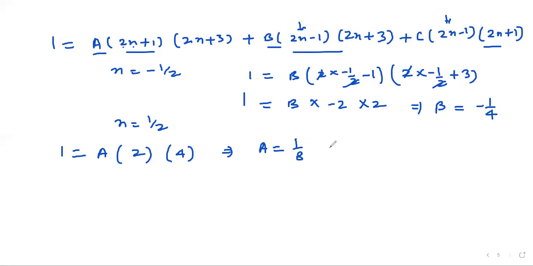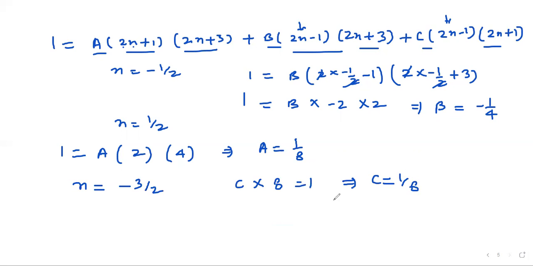Now, we have got b as minus 1 by 4, and a as 1 by 8. And now let's choose some other values so that we can get the value of c also. So we can choose any arbitrary value. Suppose n equal to, suppose we write it minus 3 by 2. So when we write n equal to minus 3 by 2, this term will become 0, this term will become 0, and we will get c. So c, and if you put the values, we will get c into 8 equal to 1, and that will give c equal to 1 upon 8.